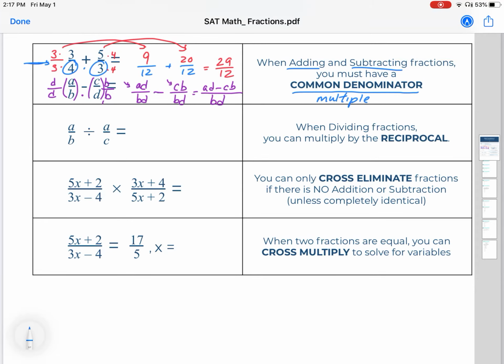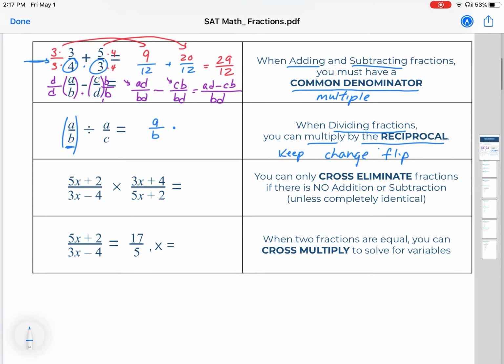Okay. The next thing is when dividing fractions, you want to multiply by the reciprocal. This is sometimes also known as keep, change, flip. So what we're going to do is we're always going to keep the first term the same. So I'm just going to rewrite that, our first fraction the same. But then we're going to change the division to multiplication. So I'm just going to use the dot sign for multiplication. And then we're going to flip our second fraction. We call that a reciprocal. So A/C becomes C over A.